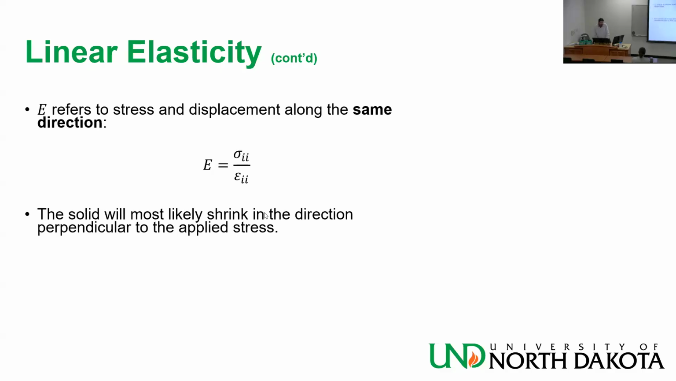In rock, sometimes we use axial, but then we don't have cylindrical coordinates. So axial is always one direction, right? Z, if we take three coordinates, but this is X, Y, Z as in Cartesian. You can do it for X as well, and for Y as well in Cartesian. The solid will most likely shrink in the direction perpendicular to the applied stress.